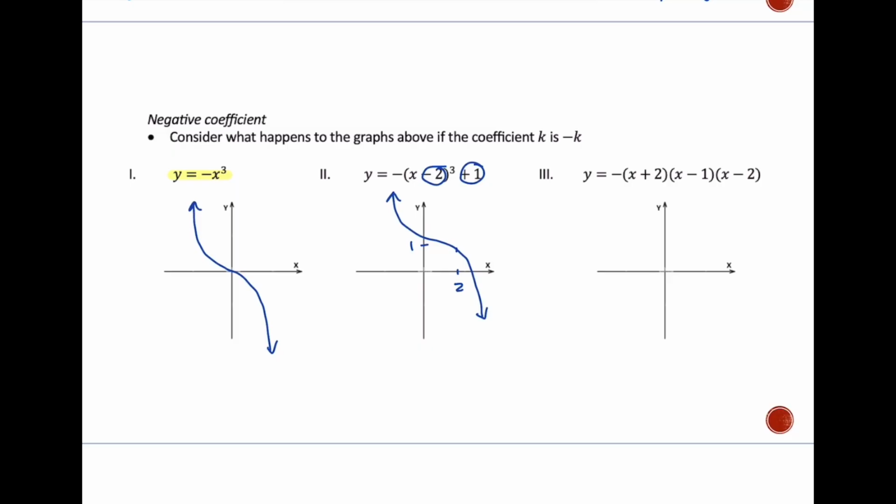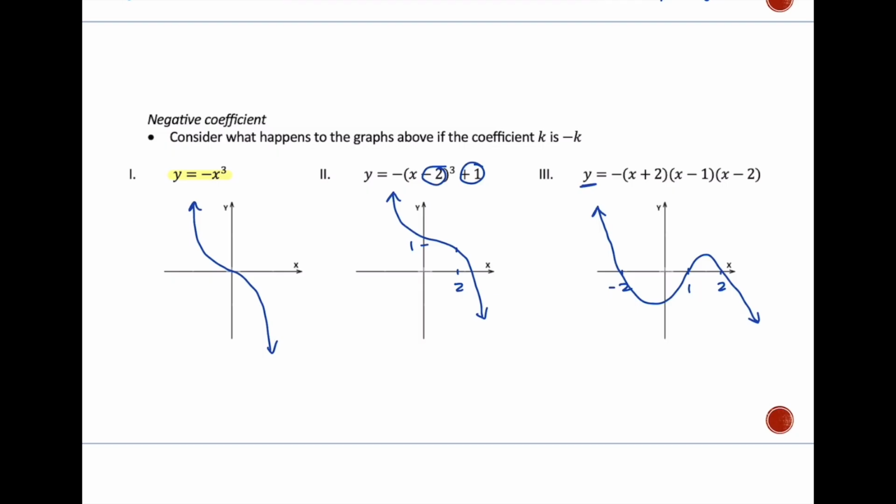Same here, when I have this cubic function, my intercepts are still all the same, except all I'm doing now is switching the direction. So instead of going up this way, I'm actually going to go down that way. So it ends up looking something along these lines, basically just flipping everything in the other direction.